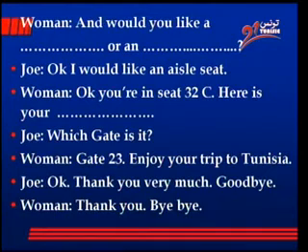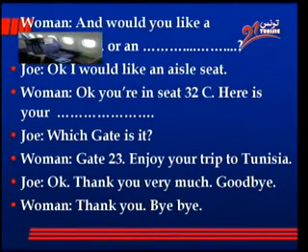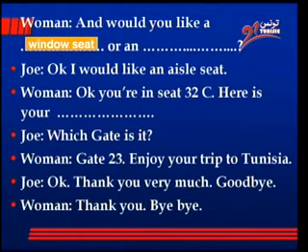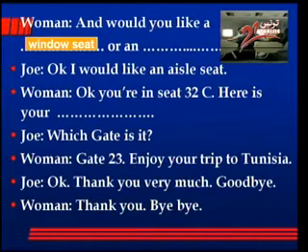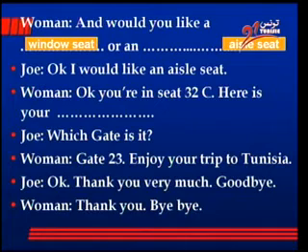The woman says, "And would you like a or an?" Now she is not asking. She wants him to choose between two things. Let's have a look at the answer of Joe. Joe says, "Okay, I would like an aisle seat." So obviously, she wants him to choose between two kinds of seats. The first picture is the picture of a window seat. So she says, "And would you like a window seat, or the other type is, of course, the aisle seat." Okay, I would like an aisle seat.